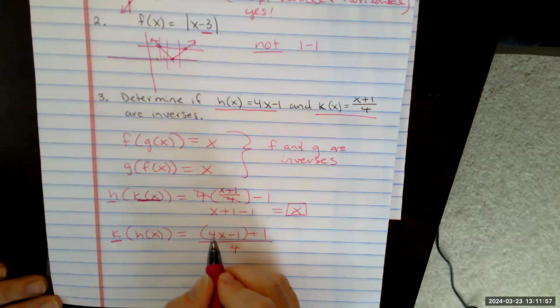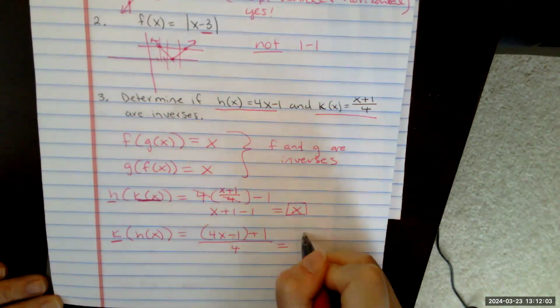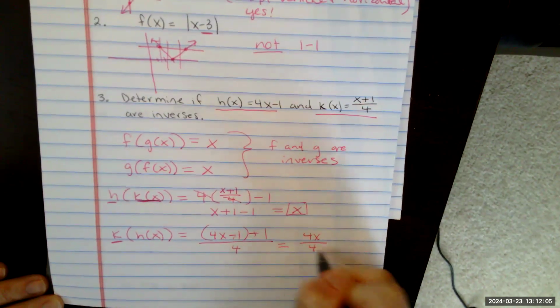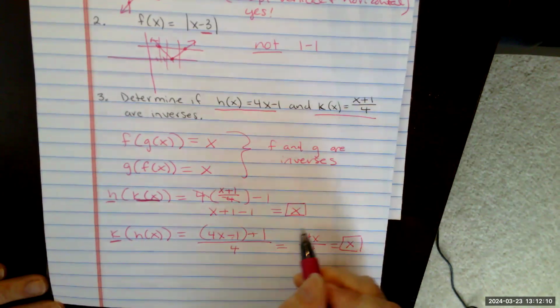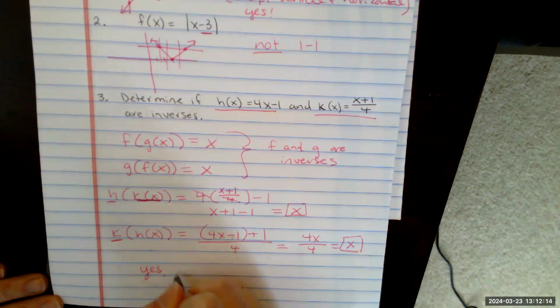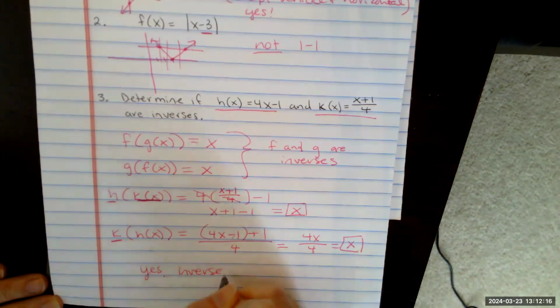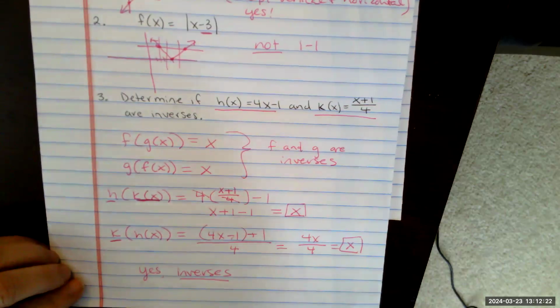And I can think of this as 4x minus 1 plus 1 on top. So that means I can cross out those ones now. And now I can cross out those 4s. So now I can say they are inverses because I got X both times when I did the compositions. So this is how you tell if two functions are inverses.